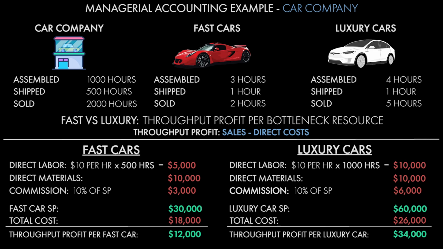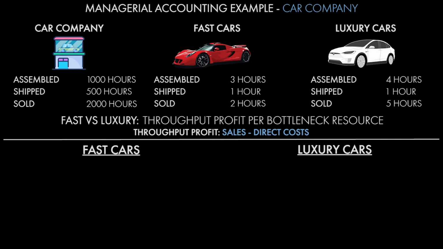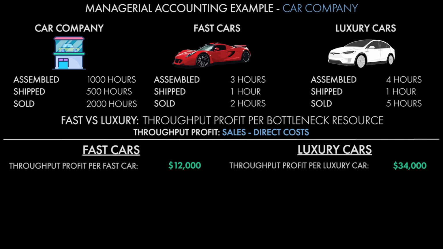Now we have to find out how much of throughput profit we use per bottleneck resource, which is assembly hours. So how many assembly hours do both fast cars and luxury cars take? Well, we know this from our previous work. We know that fast cars take 3 assembly hours and luxury cars take 4 assembly hours. So all you do now is divide your throughput profit by those numbers.